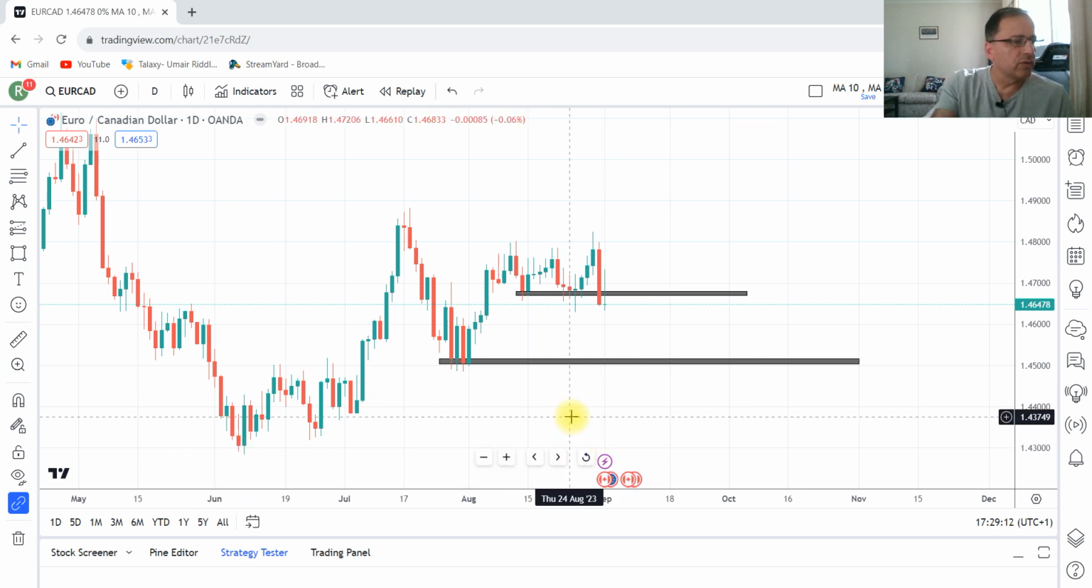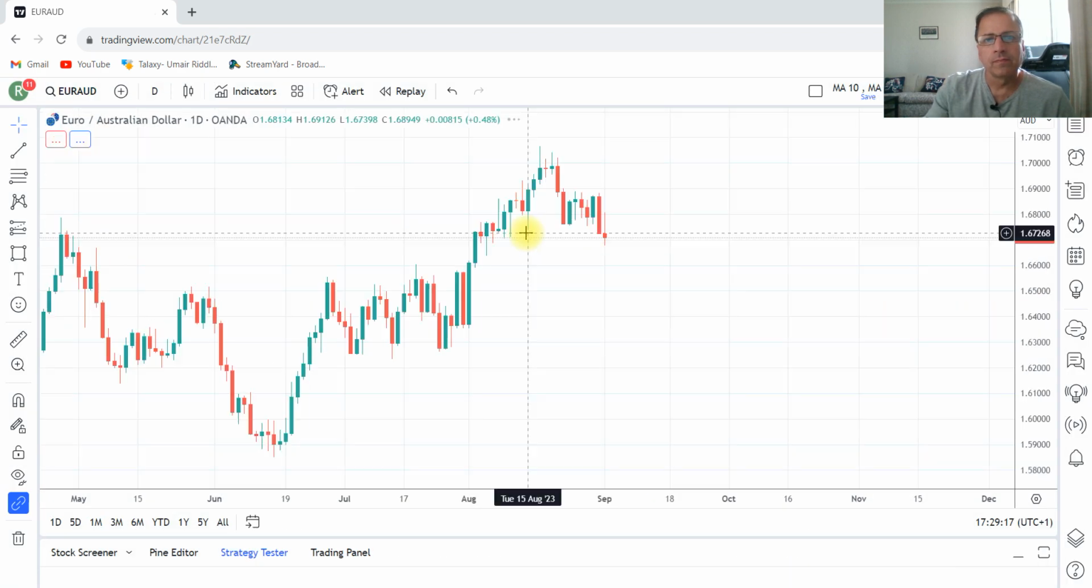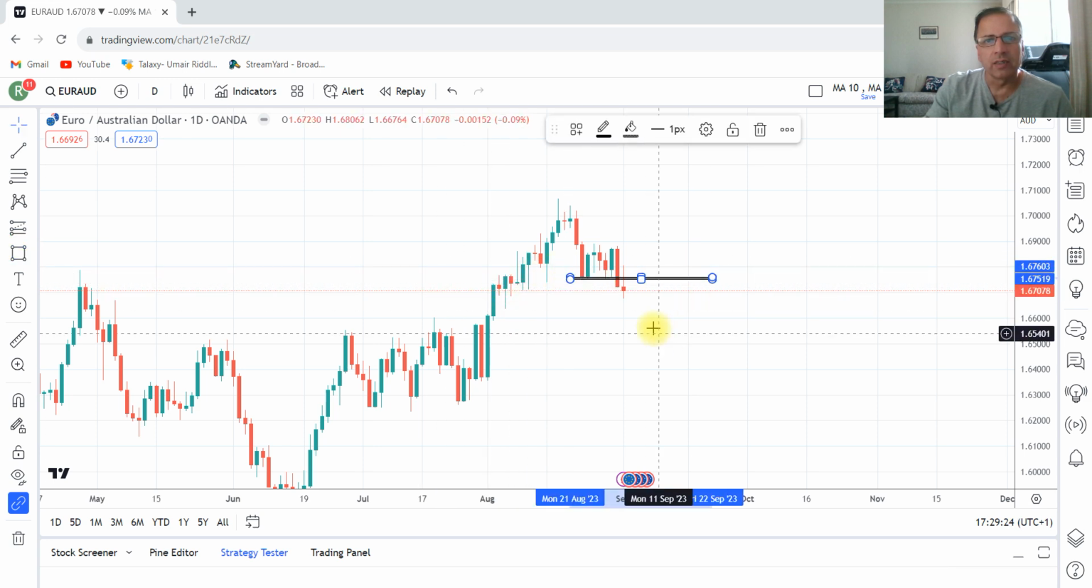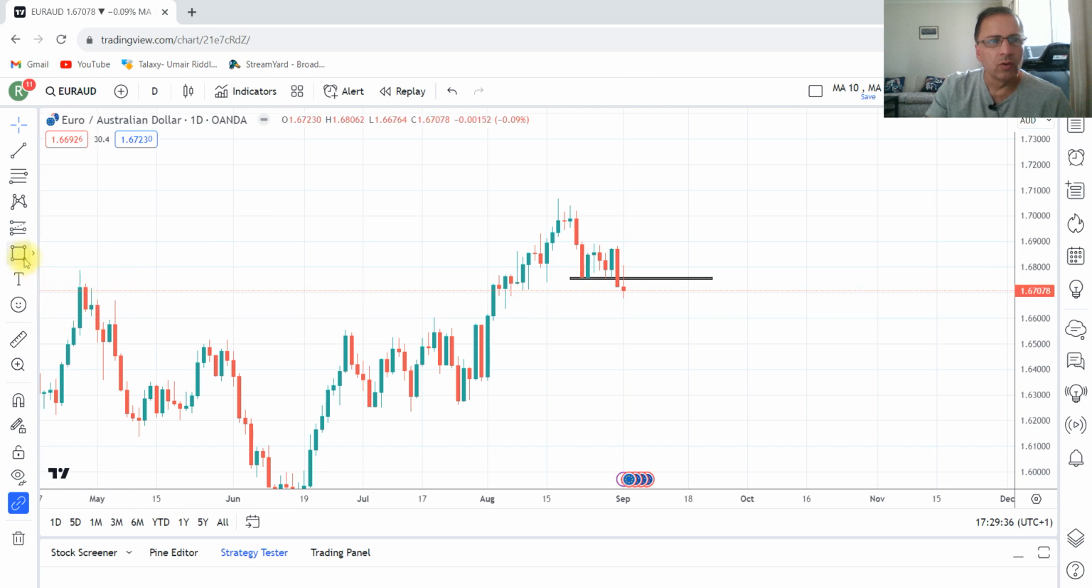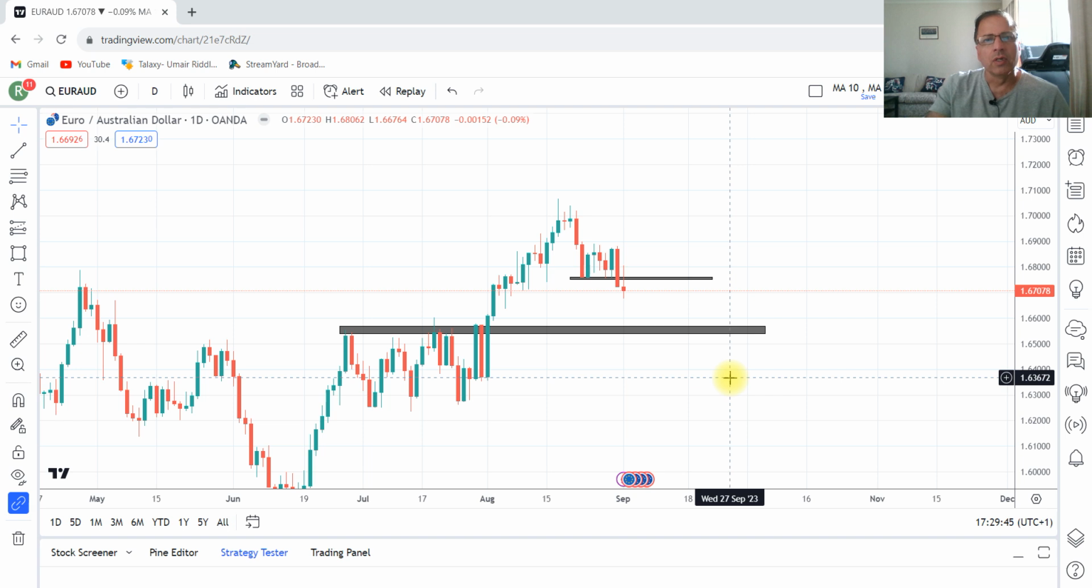And the last pair is Euro AUD. Absolutely the same kind of scenario. Thursday's candle last week closed below this support level, and the next candle also closed below. So that's a daily time frame. My prediction is that in my opinion it can keep on going further down.